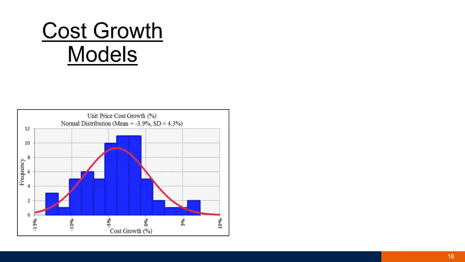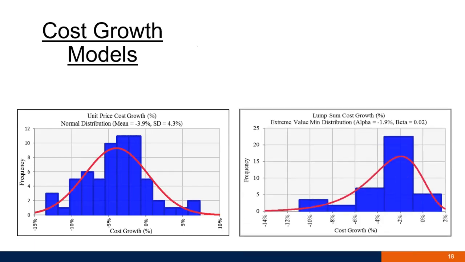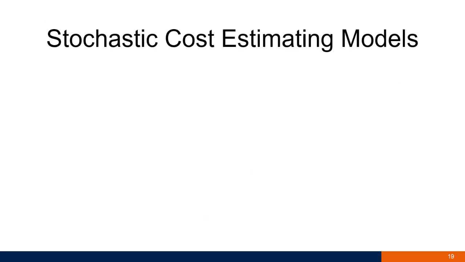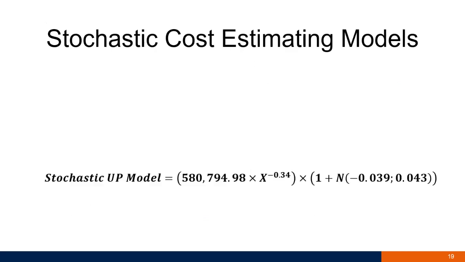So in this here, we plotted the data for the unit price, which we found to follow a normal distribution, and it follows an extreme value minimum distribution for the lump sum. We also did this for illustration, just to see both together in one graph. So the stochastic cost estimating model, or what we call probabilistic estimating models.